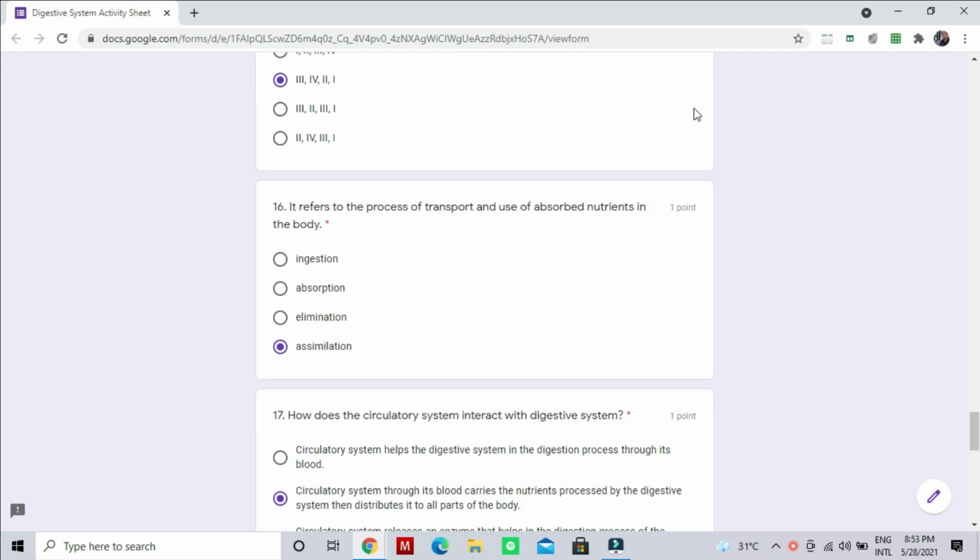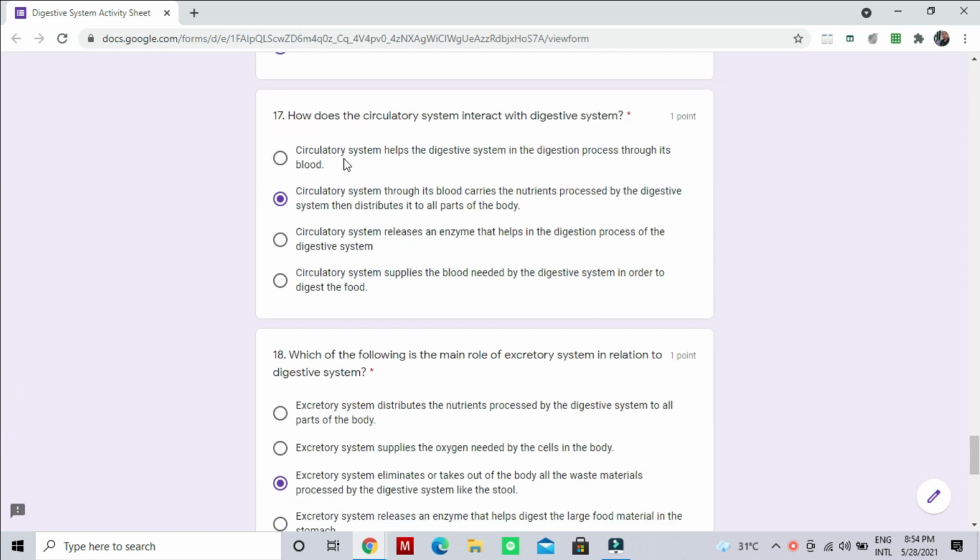Question number 16. It refers to the process of transport and use of absorbed nutrients in the body. The correct answer is assimilation. Question number 17. How does the circulatory system interact with the digestive system? The correct answer is circulatory system through its blood carries the nutrients processed by the digestive system then distribute it to all parts of the body.